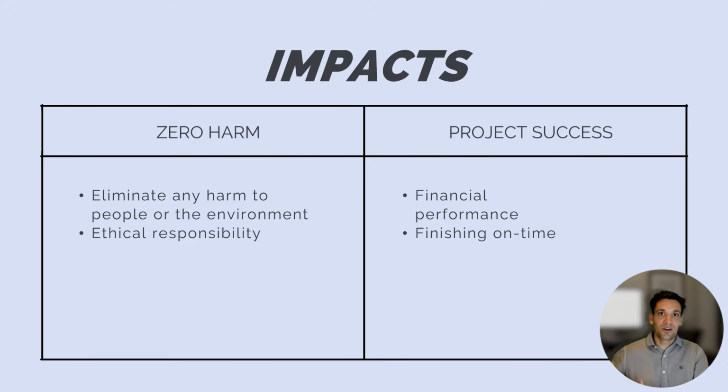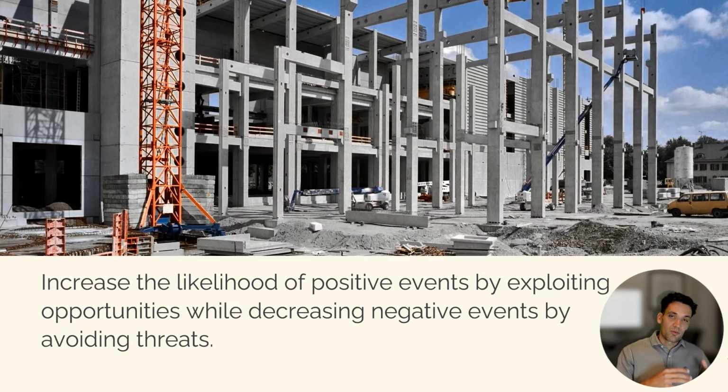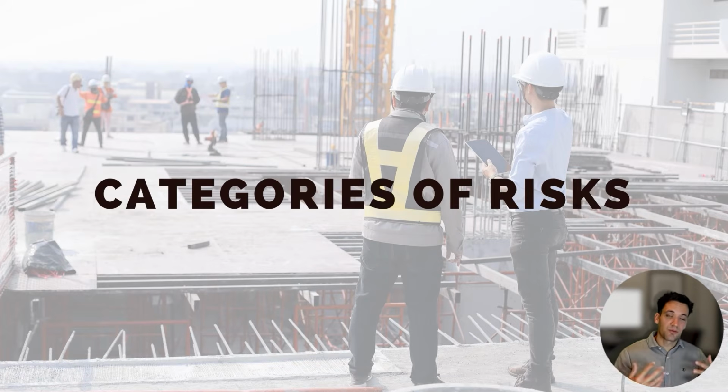On the other side, we've got our project success factors. So we want to make sure the project is a success financially and also finishes on time. So when we're talking about project risk management, we're talking about the process of conducting risk management planning, identification, analysis, response planning, and control on a project. What does this mean in practice? Well, it means we're increasing the likelihood of positive events by exploiting opportunities and decreasing the likelihood of negative events by eliminating threats.